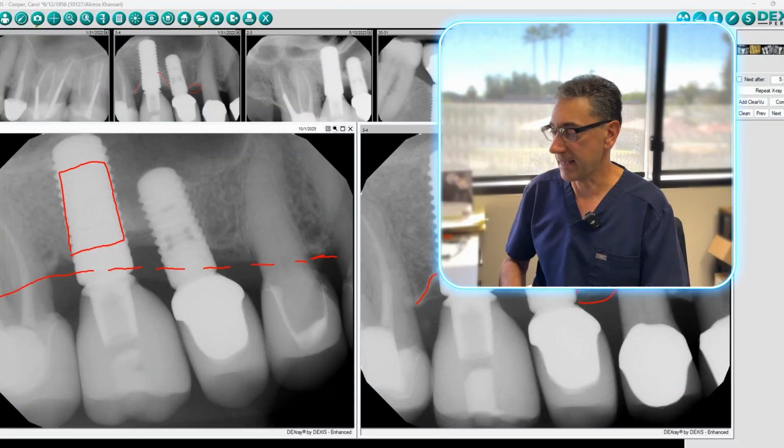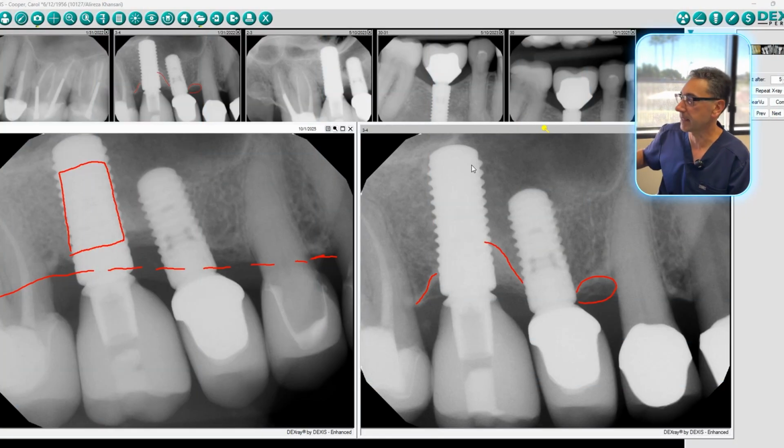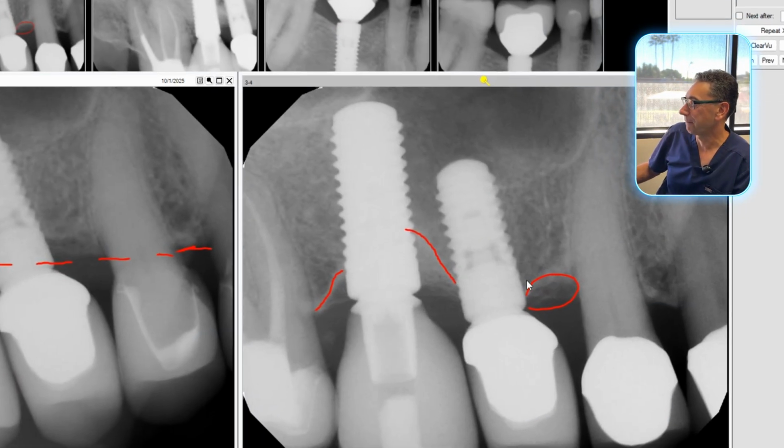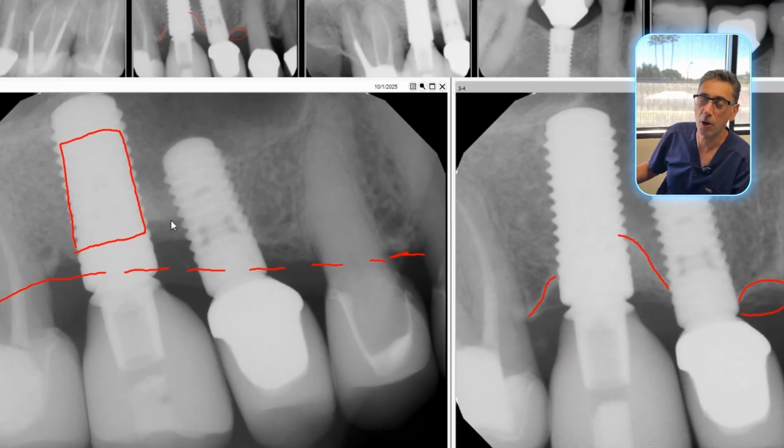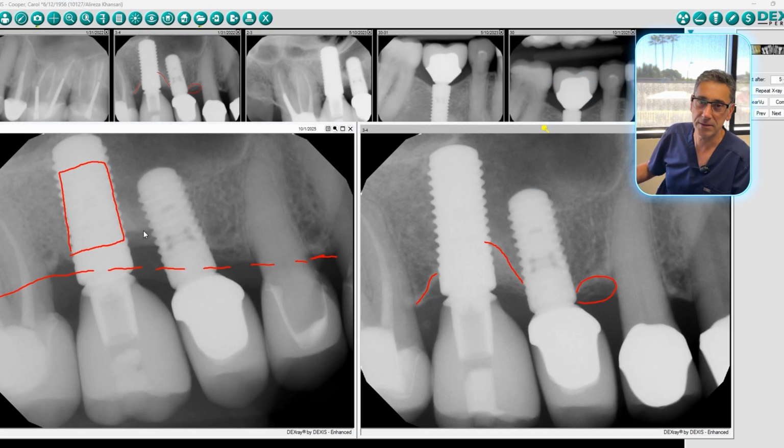3 years apart. As you can see here on the X-ray, this is 2022. You see the bone level on implant number 4, between 4 and 3. The bone level is here. And then this is 2025. You see the bone dropped down almost to the third thread of implant number 3. So there is some pocketing there, some bleeding there, and so we're discussing the options for the patient.